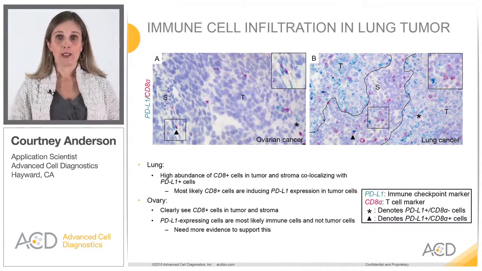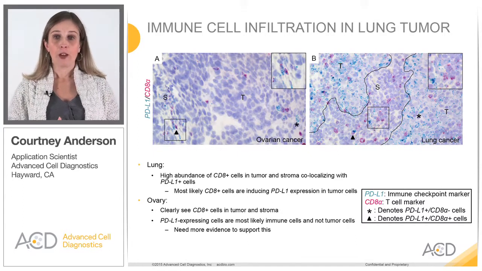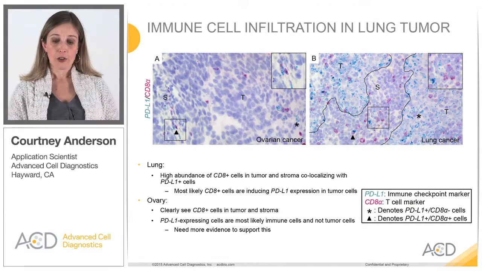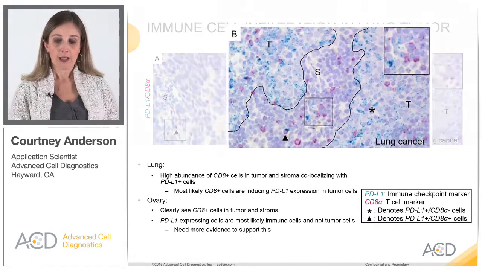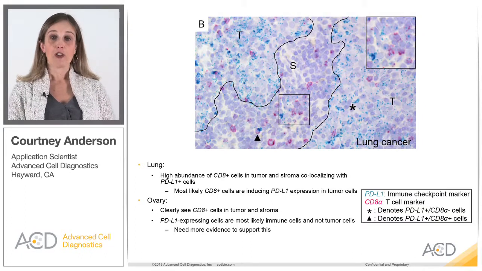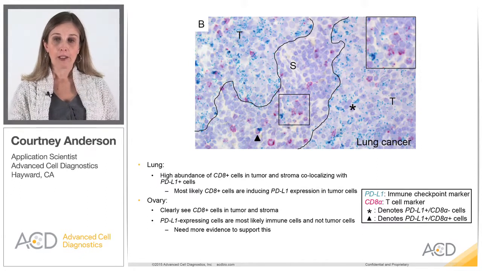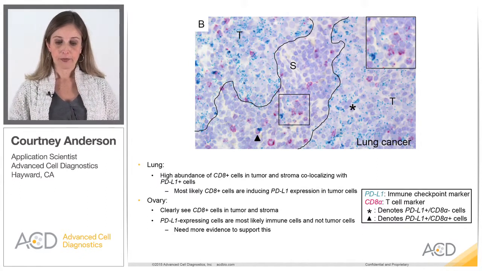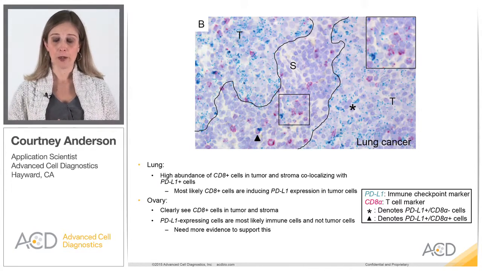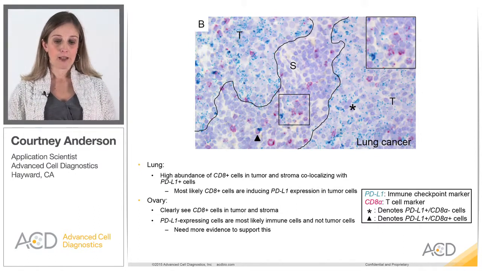The first experiments that I'd like to demonstrate the immune cell infiltration into the lung tumor. I show here lung cancer and ovarian cancer. I'd like to focus on the lung cancer first. In the lung cancer, we examined the expression of PD-L1 using green chromogen and CD8 alpha using the red chromogen. And what we're able to see is a high abundance of CD8 positive cells that are actually both in the tumor and the stroma. And many of these cells co-localize with PD-L1 positive cells.